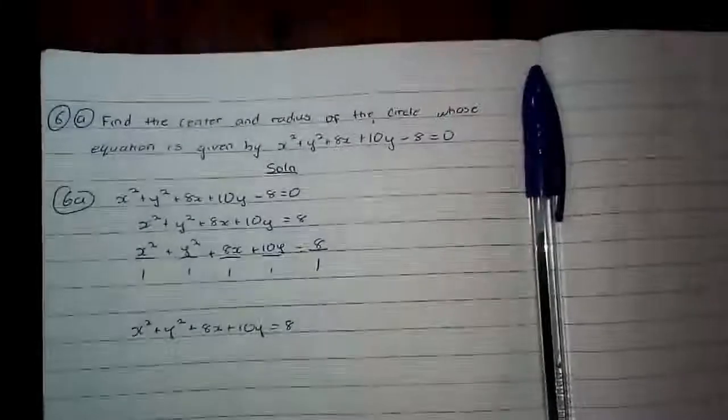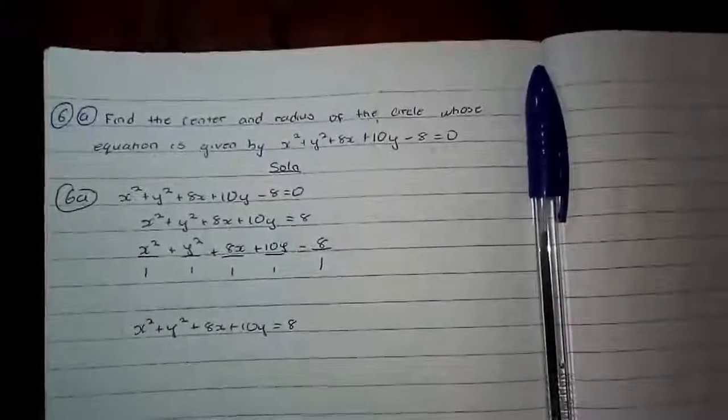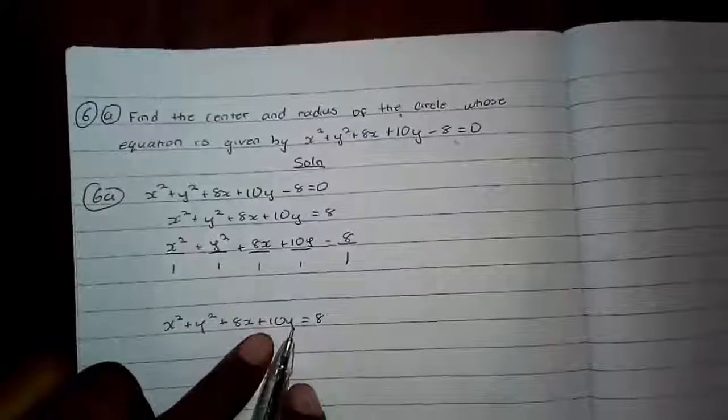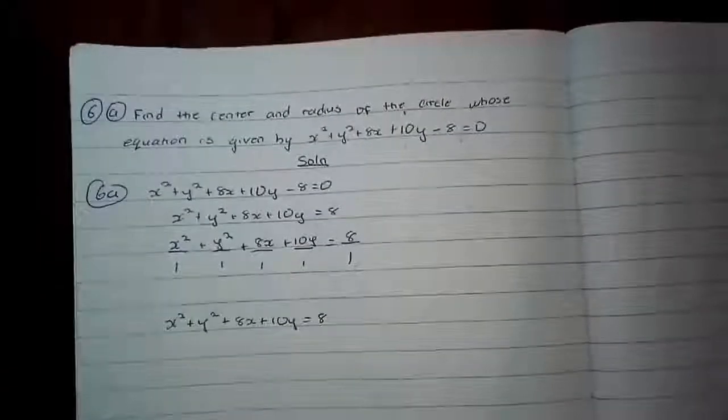Okay, so you add half squared the coefficient of x to both sides, and also you add half squared the coefficient of y to both sides. Now the coefficient of x is 8 and the coefficient of y is 10. Now, how will you add half squared the coefficient of x?